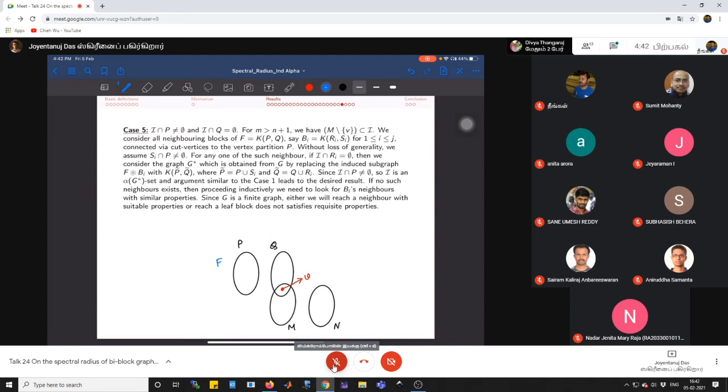Without loss of generality, we can assume that Si intersection P is non-empty. That is, all the neighboring blocks are adjacent, sharing the vertex with S and P. So for any one of such neighbors, I will draw one.